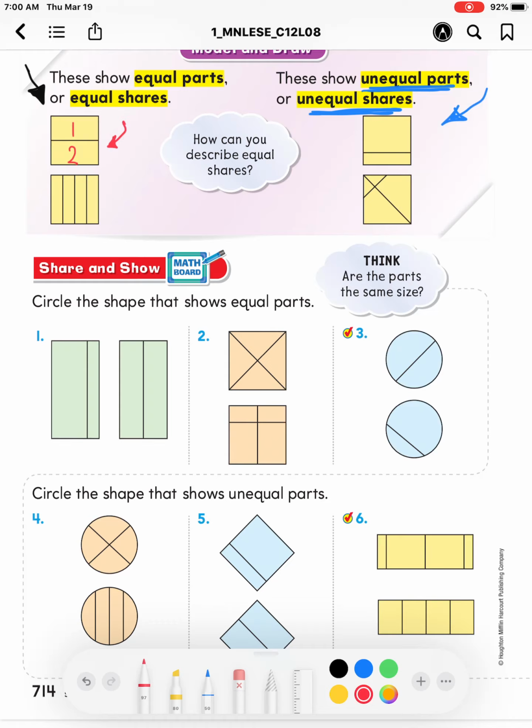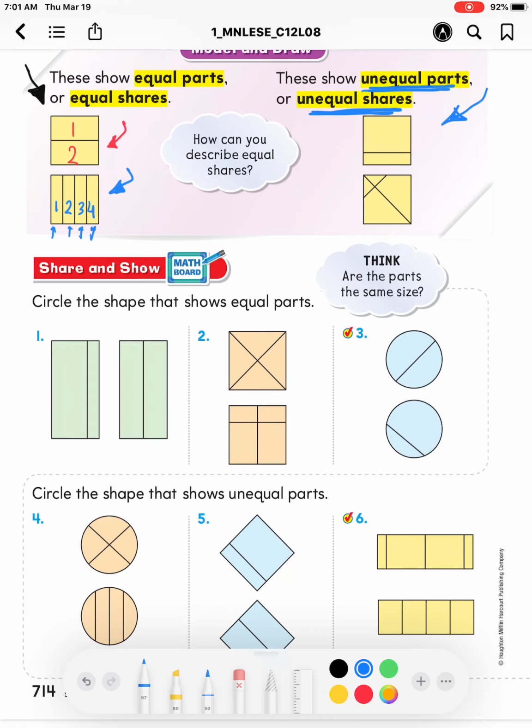Can a shape have more than 2 equal parts? Yes, a shape can have more than 2 equal parts. Let's look at the bottom square. It shows 4 equal parts. 1, 2, 3, 4. 4 equal parts.